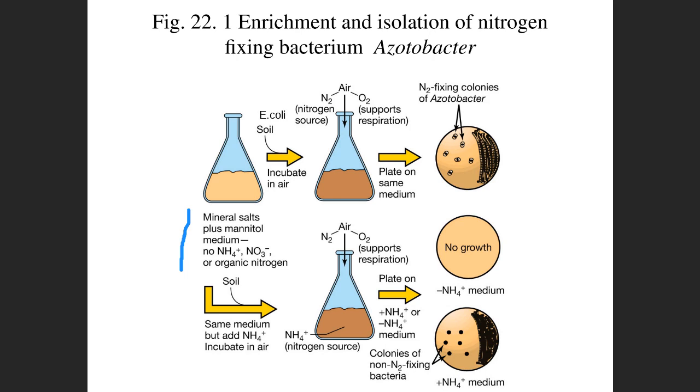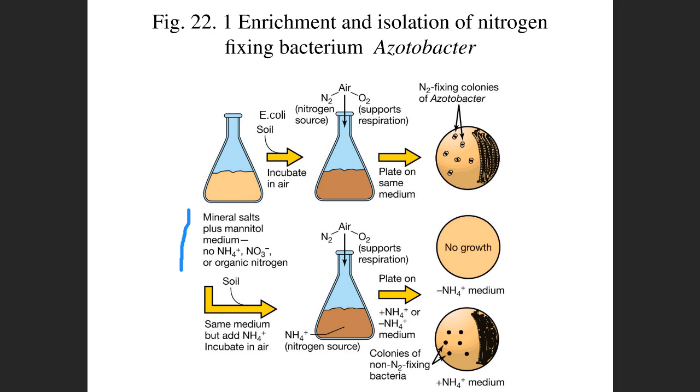So if you have E. coli in here, will E. coli be able to grow? E. coli doesn't have the ability to fix nitrogen. If you don't know, that's the condition. So E. coli cannot fix nitrogen, so it cannot grow. So the only bacteria that can fix nitrogen is Azotobacter.